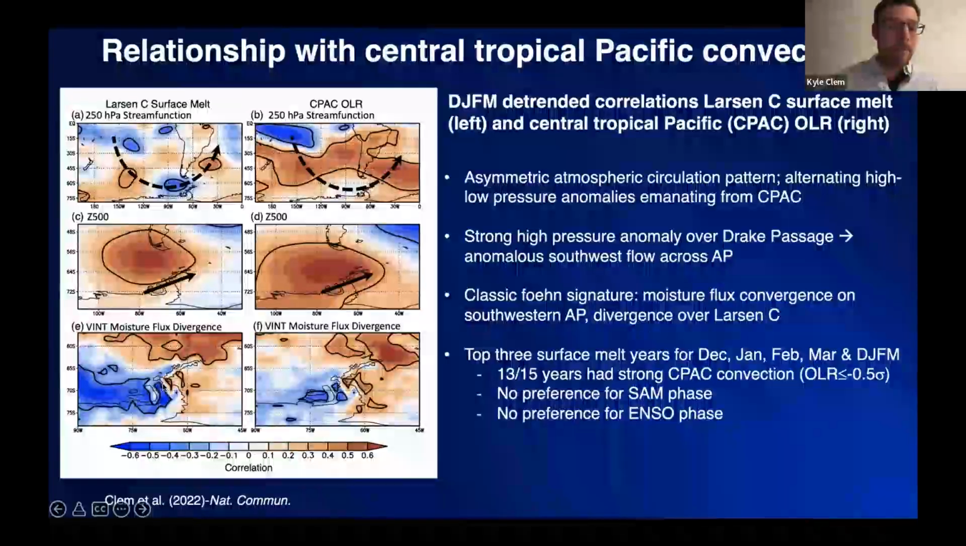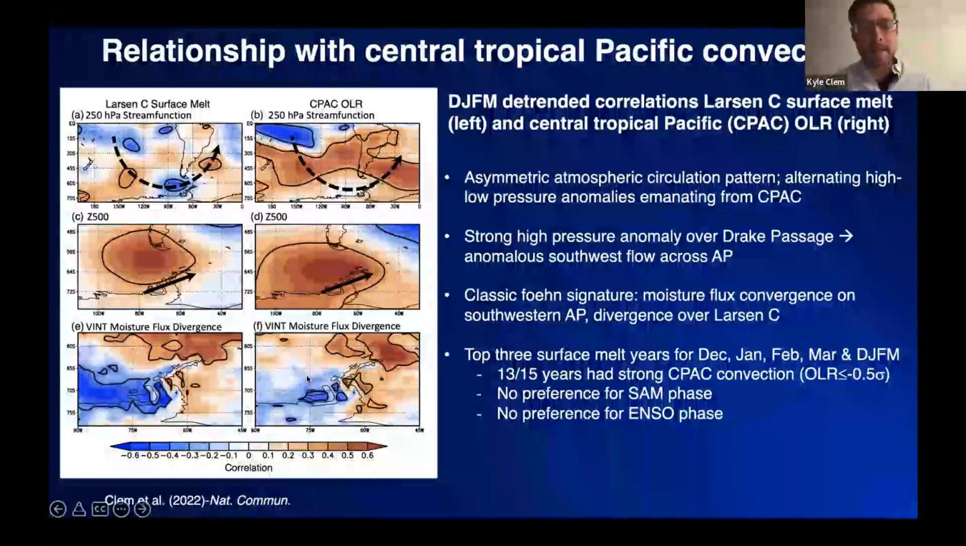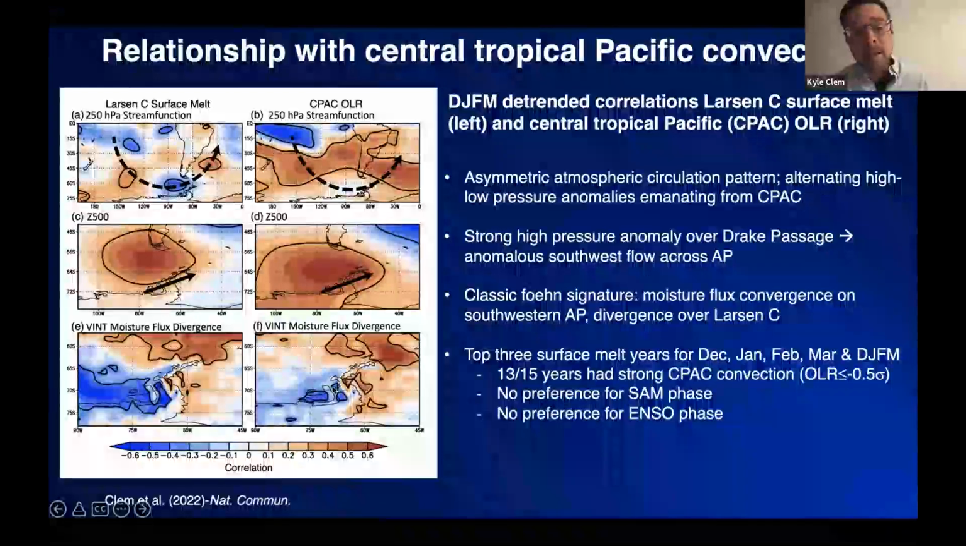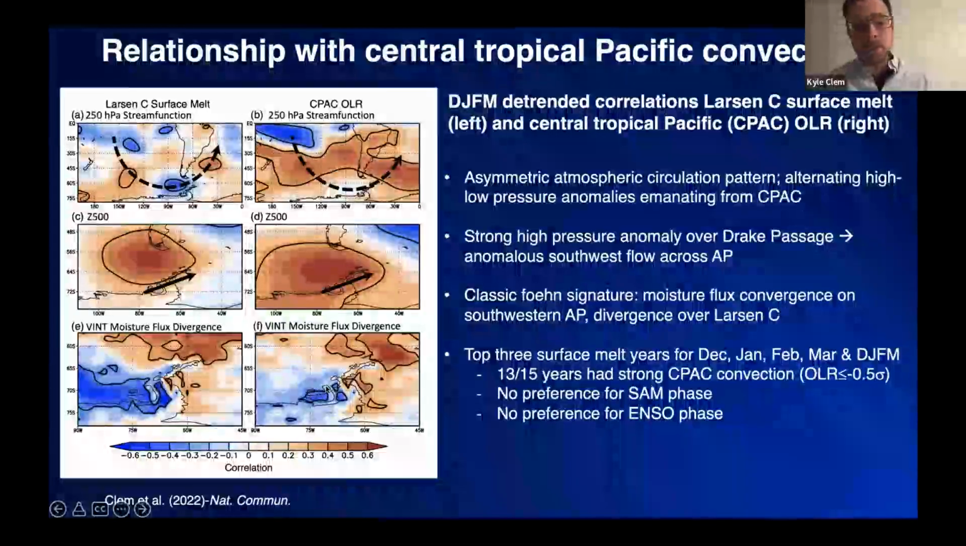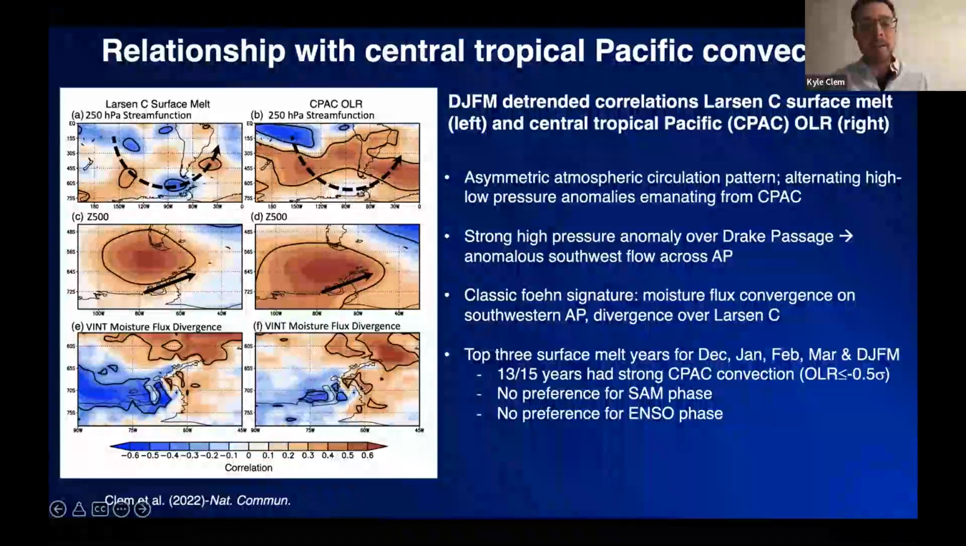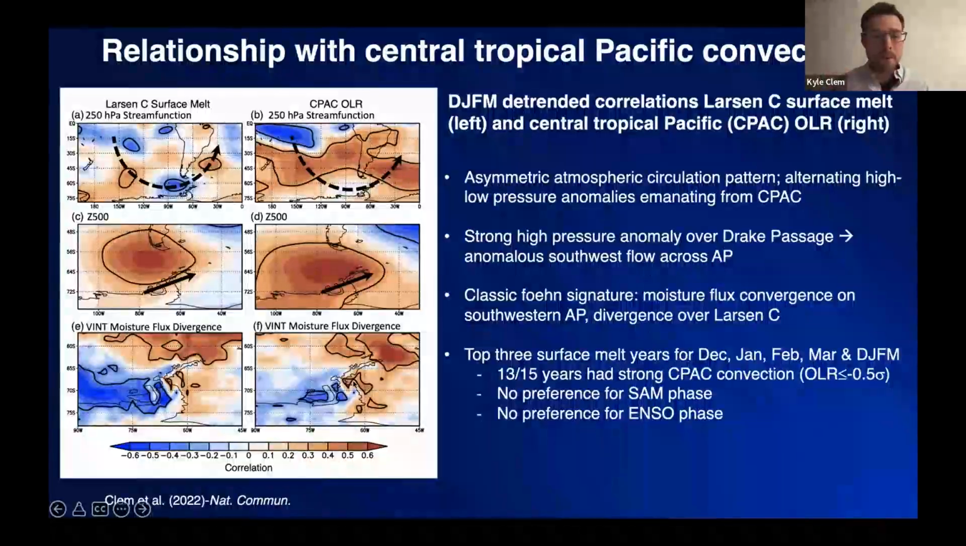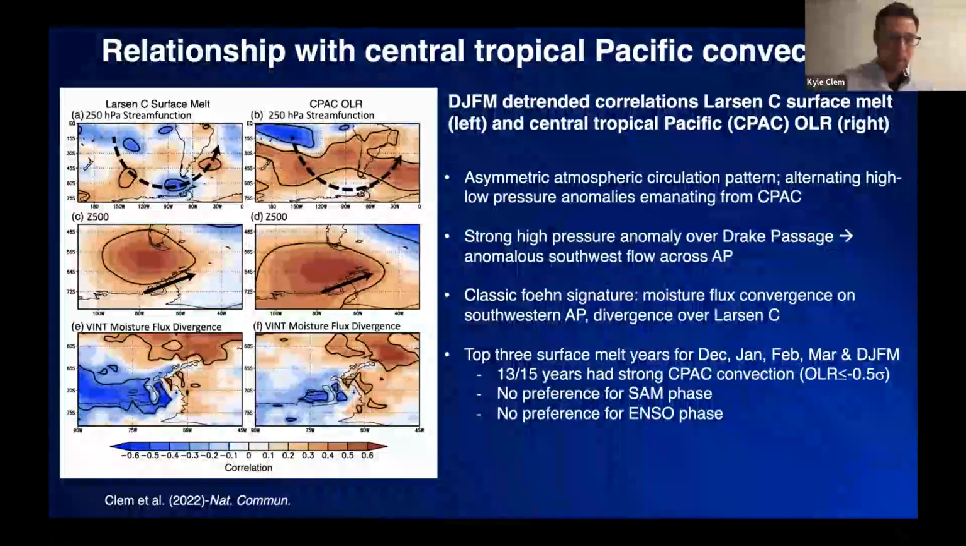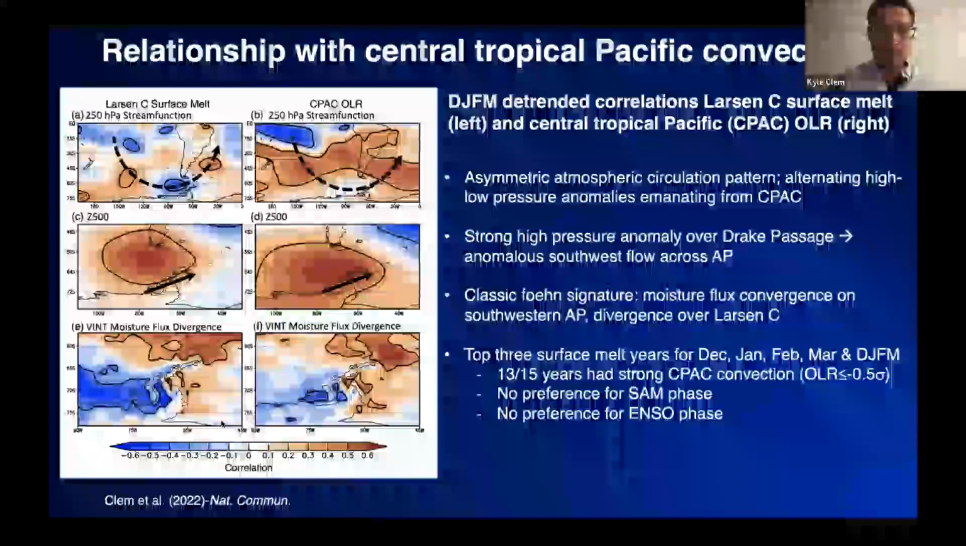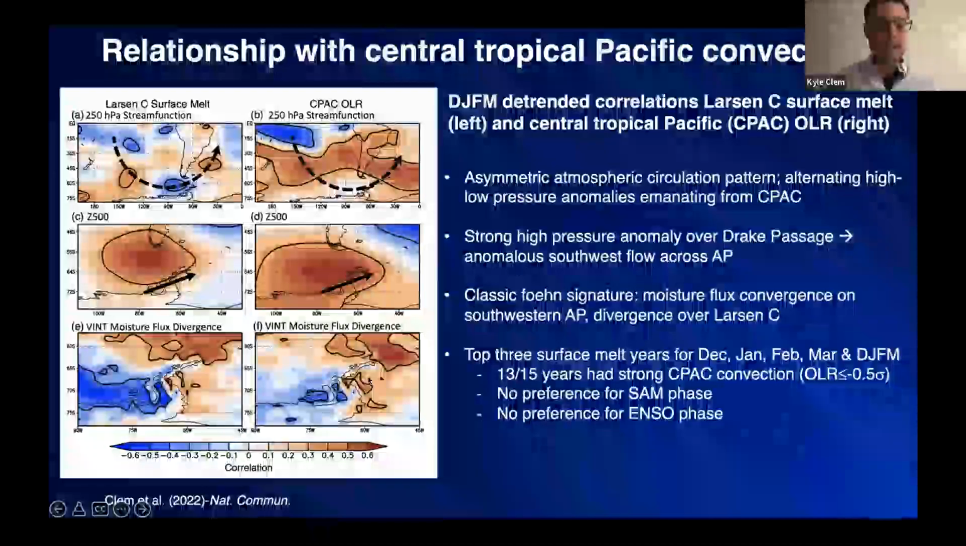And then on the bottom, both enhanced surface melt and deep convection in the central tropical Pacific lead to anomalous moisture convergence on the windward side of the peninsula and divergence over the Larsen Sea area. And this is a classic foehn feature where you have moisture convergence on the windward side, divergence on the eastern side, and that would produce conditions favorable for foehn warming on the Larsen Sea ice shelf.